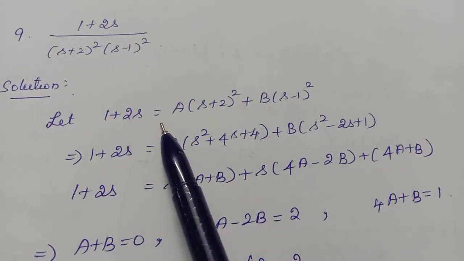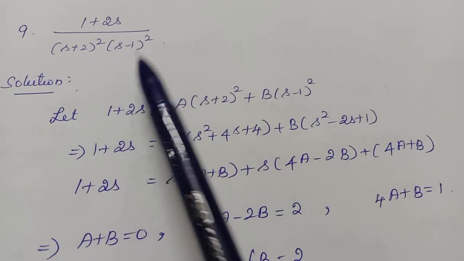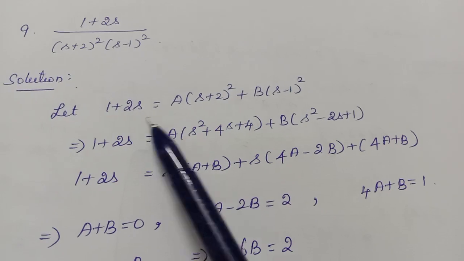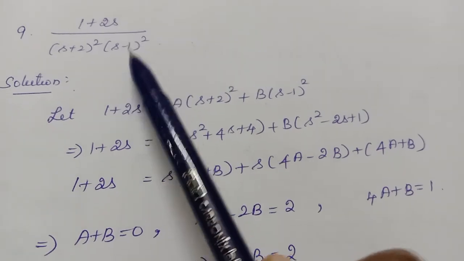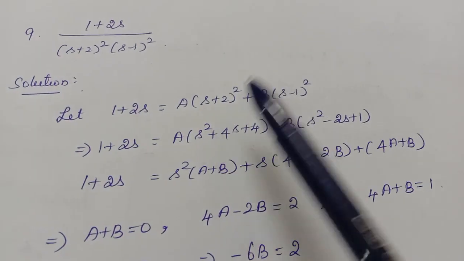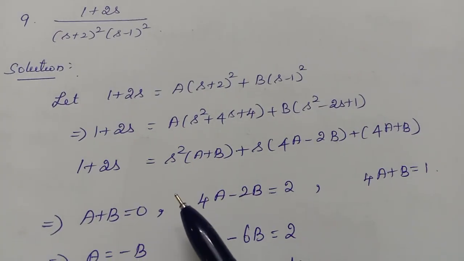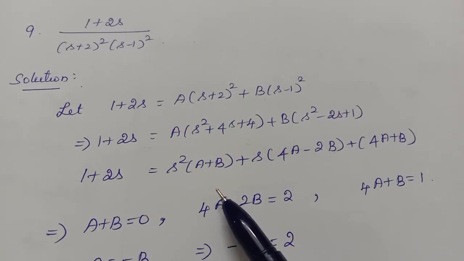1 plus 2s. Yes, I am trying to write it as some constant into (s plus 2)² plus some constant into (s minus 1)². In this way also you can do, otherwise you have to proceed by the method of partial fractions. First you have to split the denominator, then only you can take the inverse Laplace transform. Directly you cannot take the inverse Laplace transform. So that is the step I am doing here.